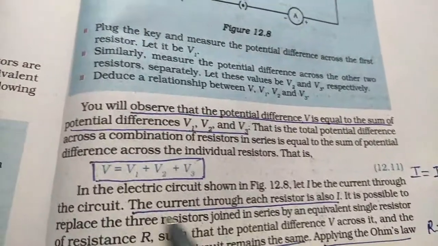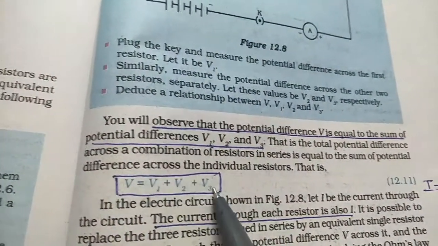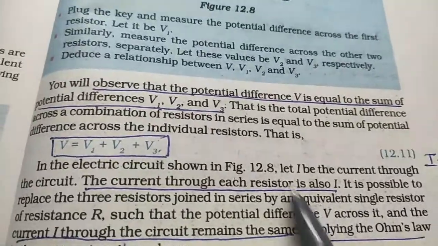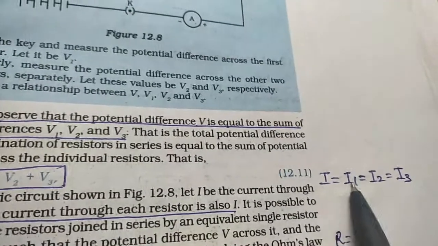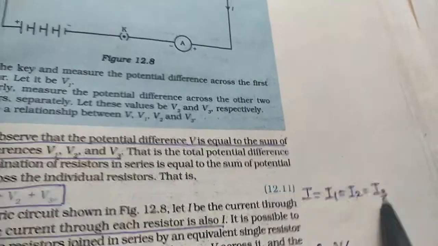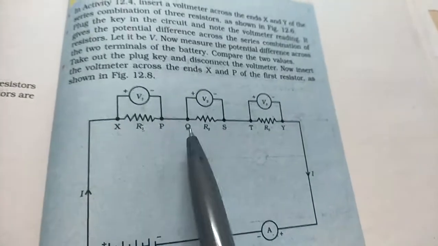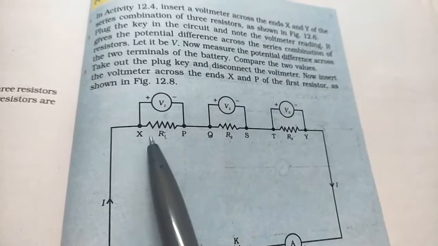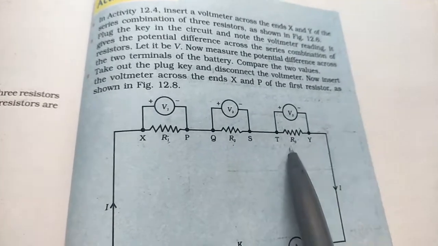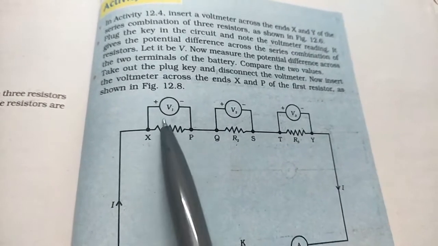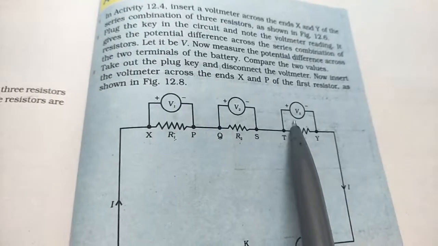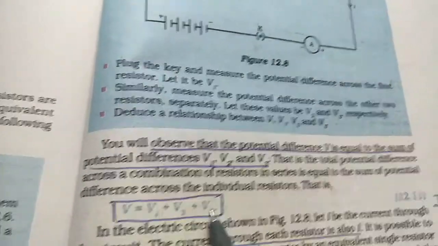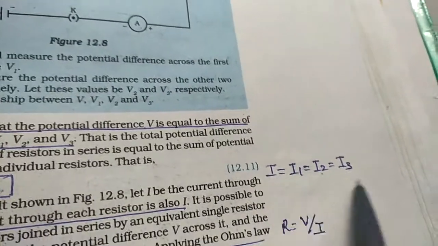So V is equal to V1 plus V2 plus V3. But if we see the current, the current through each resistor, I, is the same. So I is equal to I1 is equal to I2 is equal to I3. The current flowing through this resistor is the same as through this resistor and through this resistor. But V is different here, different here, and different here. So if I want V, I have to add V1 plus V2 plus V3. But if I want I, the value of I is the same.